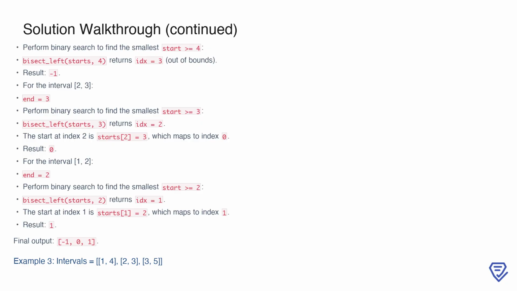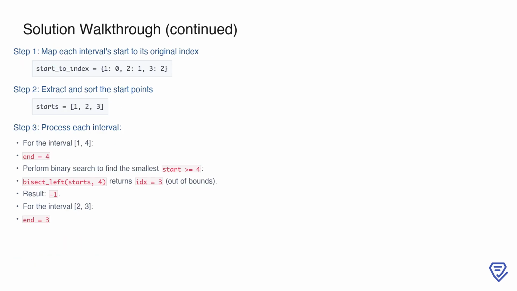Now, consider another example with intervals [1,4], [2,3], [3,5]. For this example, the first step is to map the start of each interval to its original index, resulting in the dictionary {1: 0, 2: 1, 3: 2}.